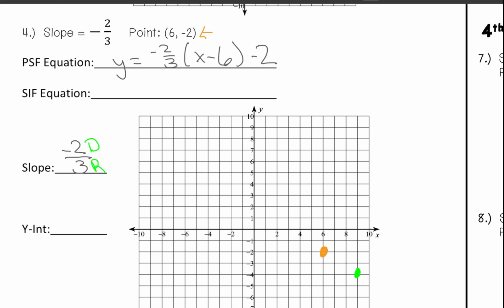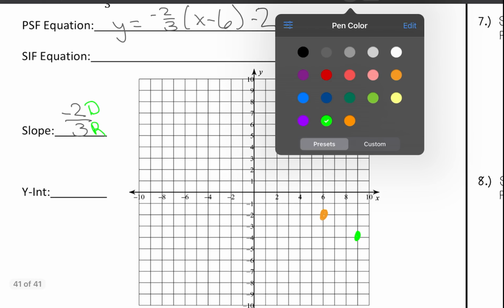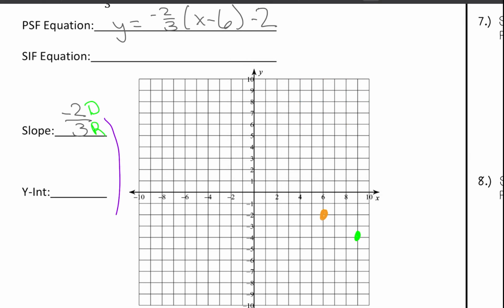But that is not taking me closer to the y-axis. That is not getting me closer to figure out my y-intercept. So what we're going to do is we're going to do the opposite moves. So instead of going down, I'm going to go up 2. Instead of going right, I'm going to go left 3. So from my orange point, go up 2, left 3.